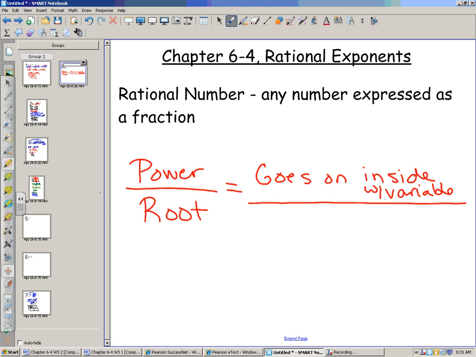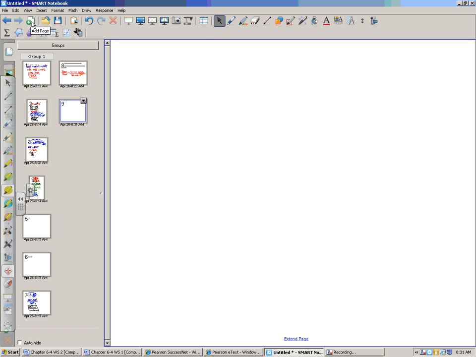Your root is what goes inside the check mark. It goes in your root symbol. And what do I mean by that? I mean it goes right here. Okay? It's a very easy concept. That's exactly what it is. Now, with that said, let's do some examples.